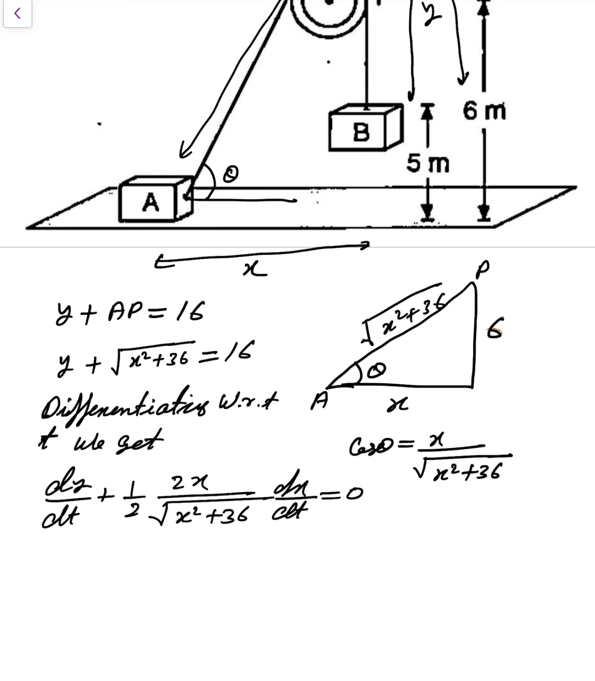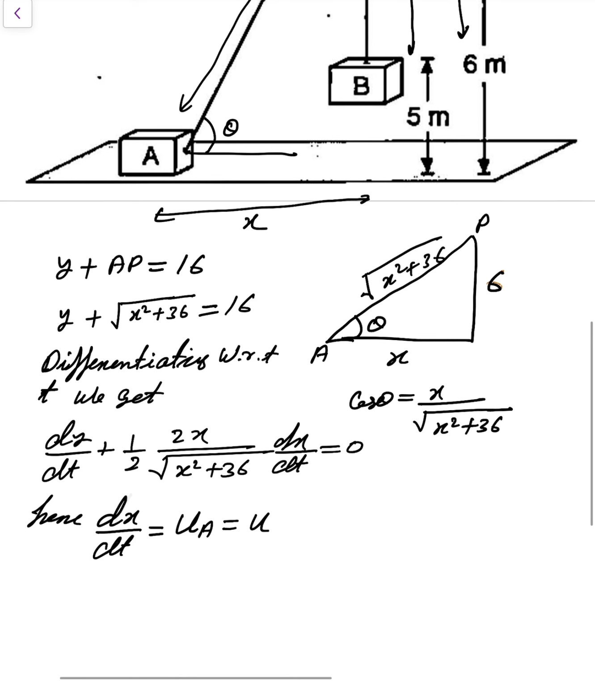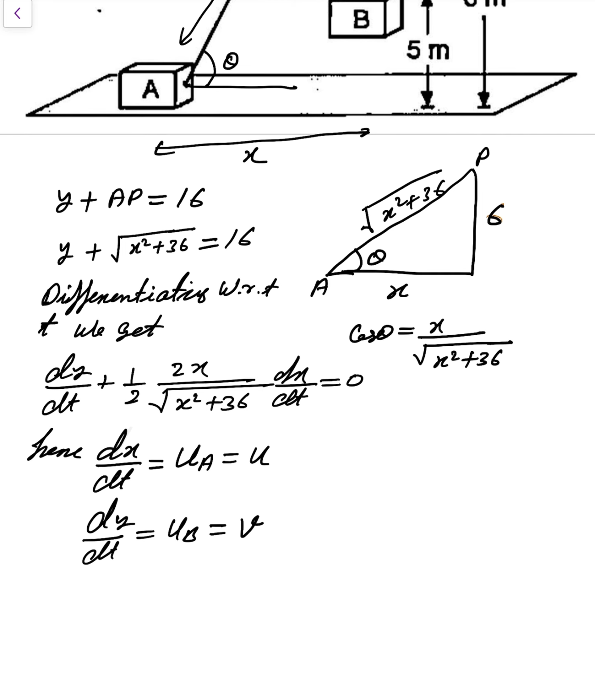Now here dx by dt is written simply as uA, that is u, and dy by dt is uB, that is v. Clear or not? And cos theta is x upon the square root of x squared plus 36.